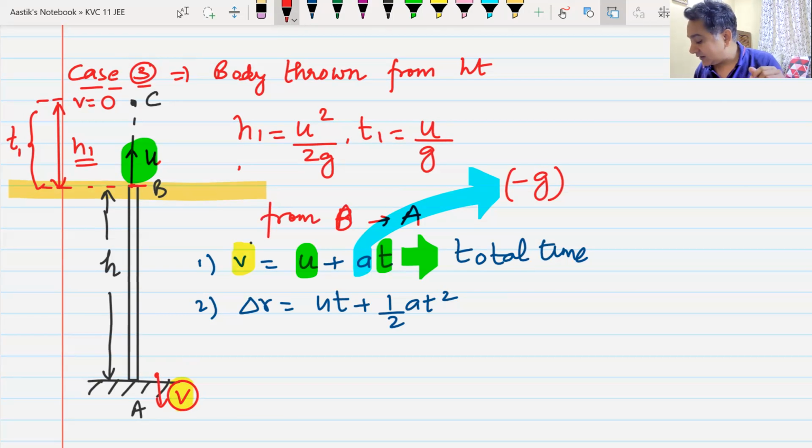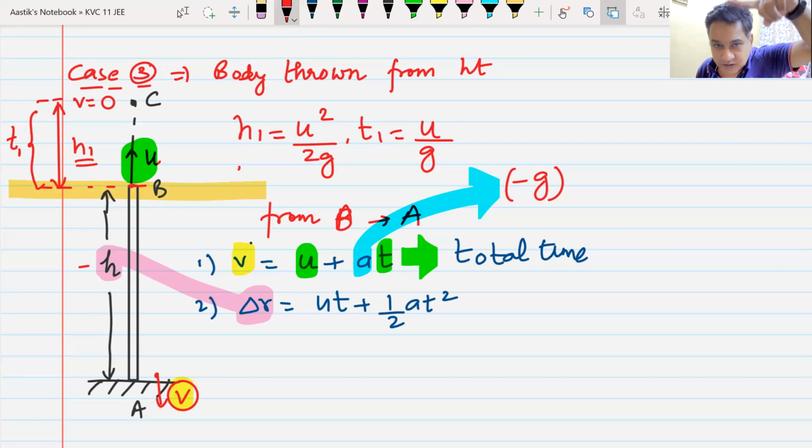Okay, let us talk about the displacement. What is the displacement here? Height. Displacement is how much? H. It's not H, my dear friend. It is minus H. Why it is minus H? Because it is coming from B downwards to A. B to A. Negative, downwards. Do we understand this?